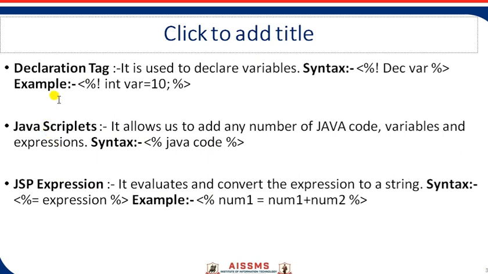Most of the things are tag based, and these three tags are used for inserting Java code in your program. This is how you are able to insert Java code in HTML and make it a JSP, and when you run it you will get the results. You don't need to write the lengthy code of servlets here. That is the beauty of JSP.